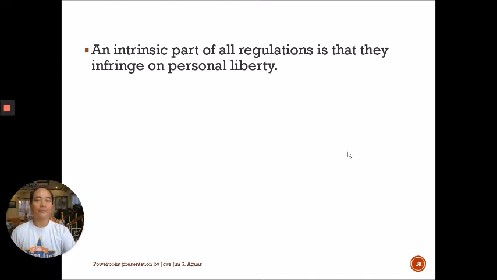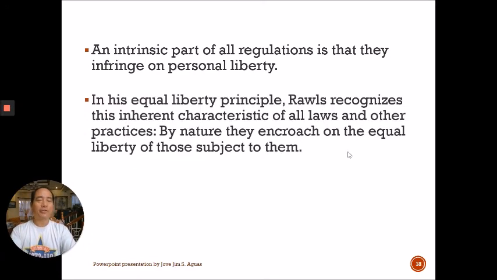Okay, so in his equal liberty principle, Rawls recognizes this inherent characteristic of laws and other practices that by nature, rules or laws, they encroach on the equal liberty of those subject to them. This ECQ is a perfect example of this encroachment, right? You wanted to go out, you cannot go out. You want to do this, you cannot do. So it's an intrinsic inherent characteristic of laws, right? You cannot do as you please.